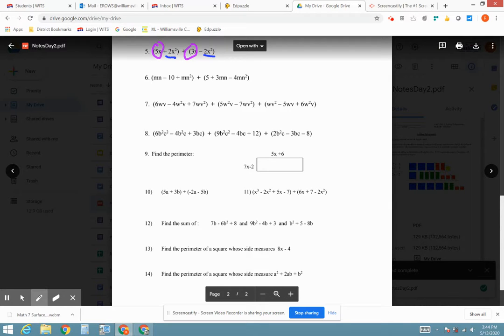So 5x plus 3x is 8x. 2x squared minus 2x squared is 0x squared. So I don't even need to write it. I would just end up with 8x.